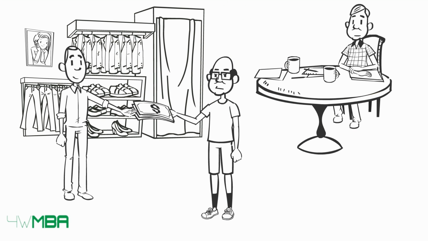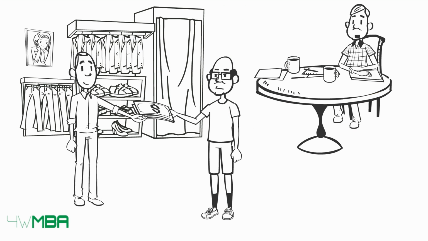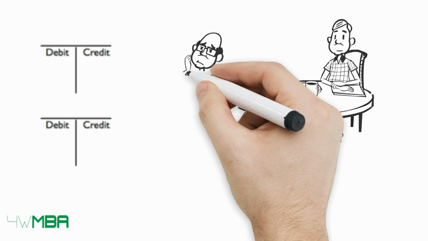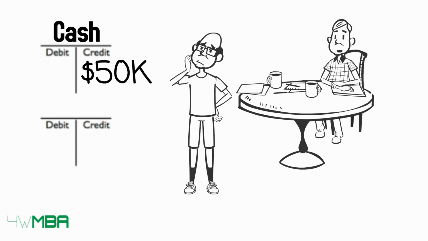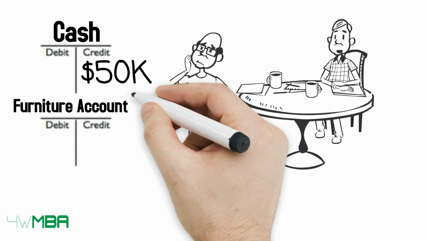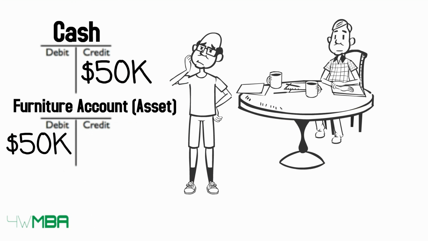How do you think this transaction would look in the accounting world? We will credit our cash account, since it is a cash outflow, for $50,000. And we will debit our asset account, since it will be increased for the same amount.